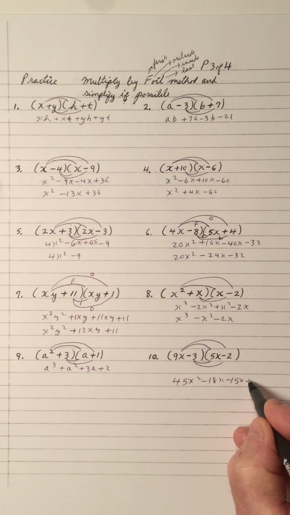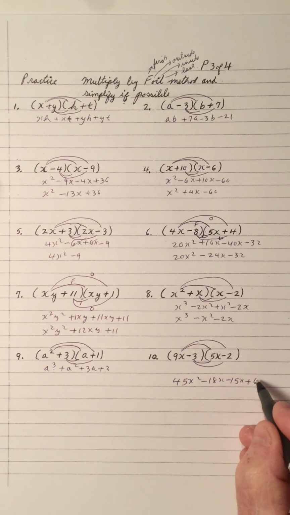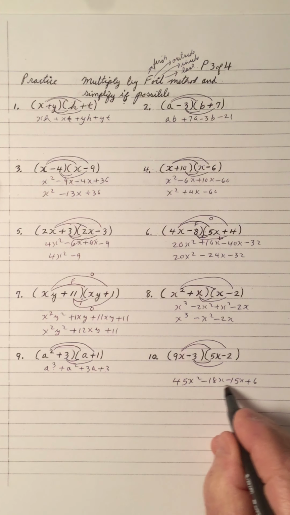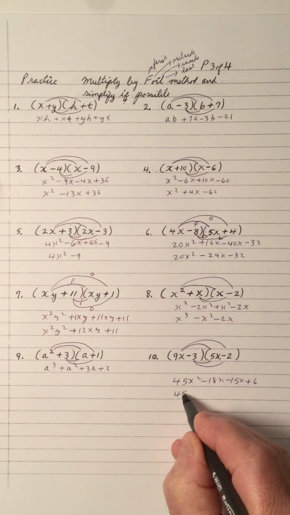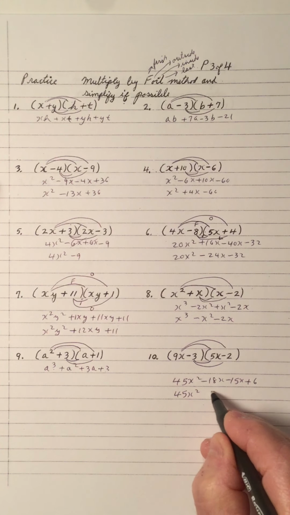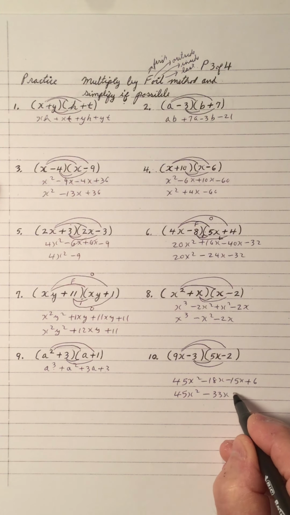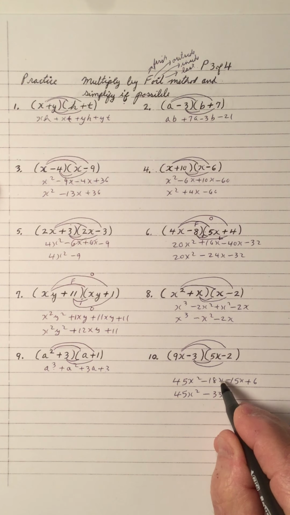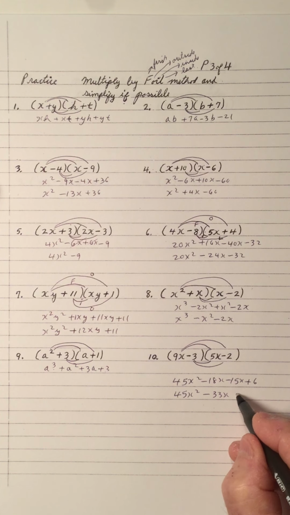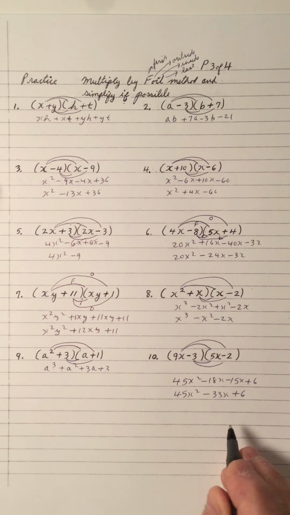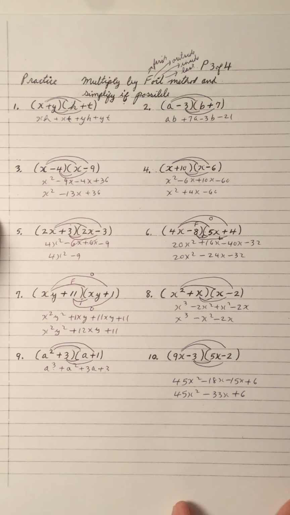Last, plus 6. Negative 3 times negative 2. And we add up. There's the like terms there, so 45x squared can't change. And that's a negative 33x because of like terms. Negative plus a negative, you add them up and take a negative. And you have to keep the x because you can only add like terms. And you can't change the 6 because there's nothing else to go with it.